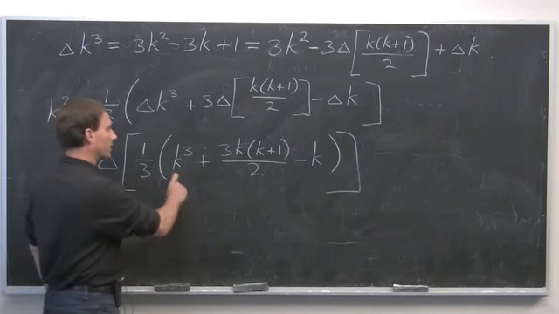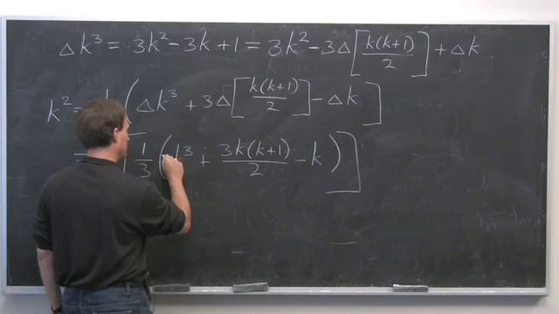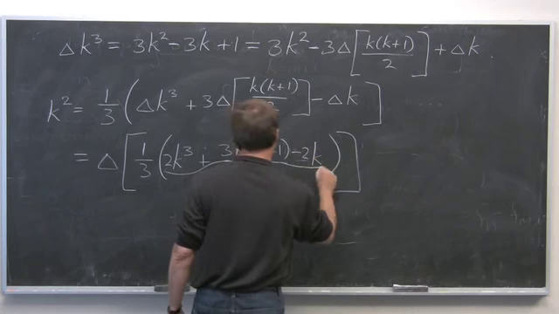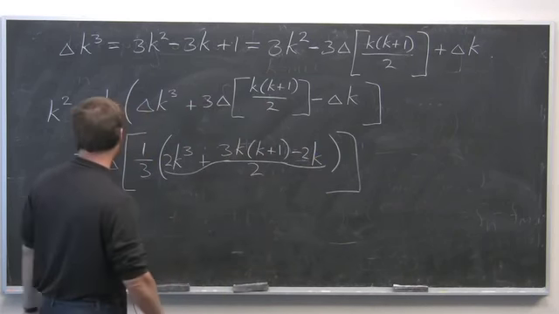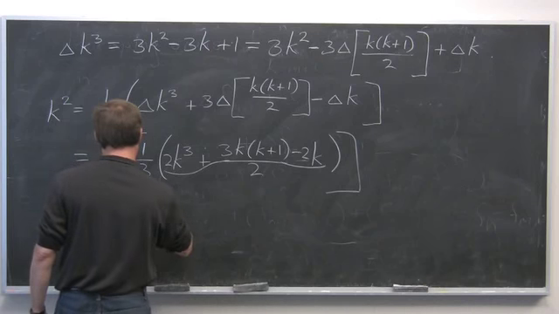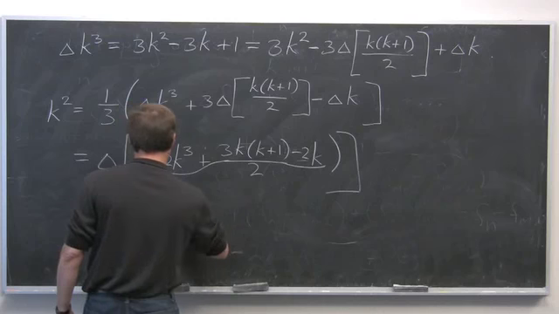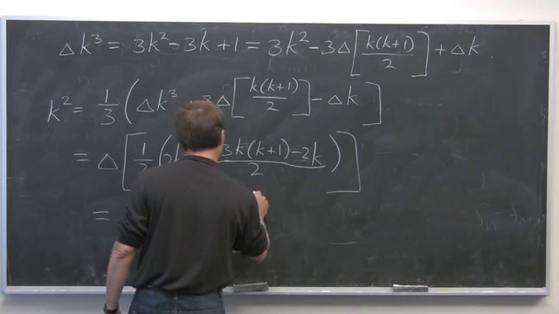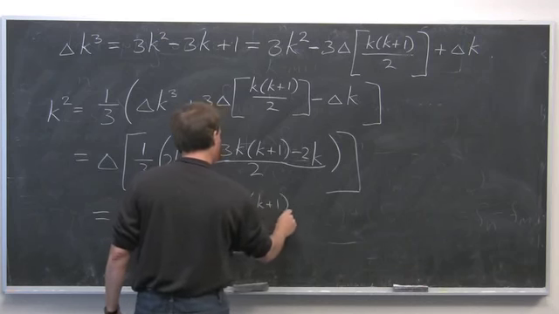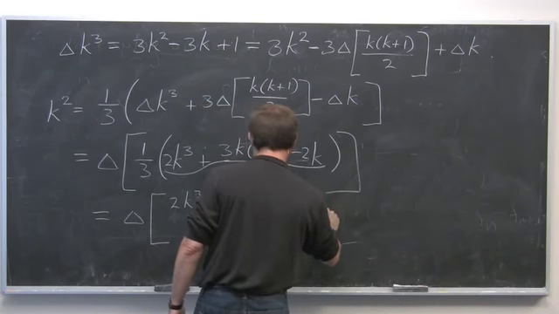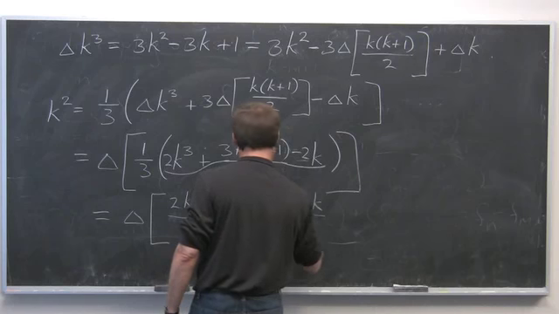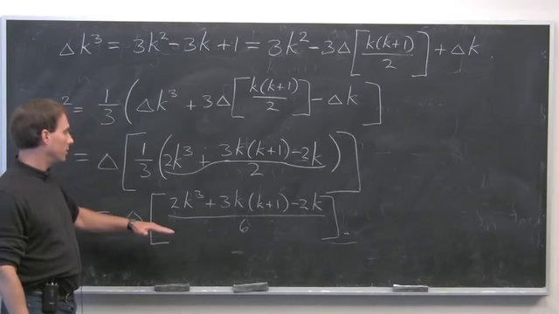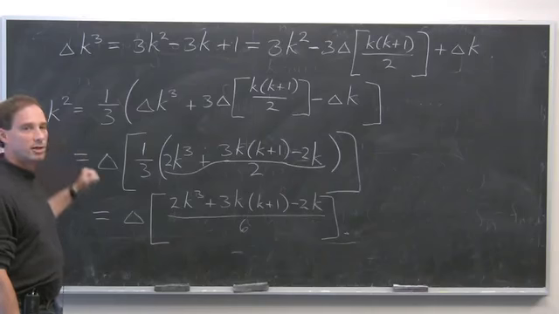We could simplify this. You can get a common denominator of 2 here. So just make this 2k cubed and make this minus 2k, and then it's all over 2, and so then all of this would be over 6. But it's kind of unimportant how this simplifies. It does simplify fairly nicely, but I'll let you look at that in the book. But yeah, the point is we can do this. We can find something without too much effort so that delta of it is k squared.